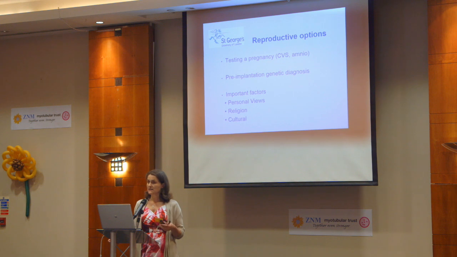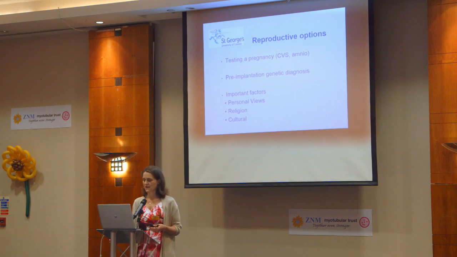Some people, their religion means that whatever happens, happens. Those are important factors, but there are options available. So what I was going to do is take you through some of those options. The 2 main things I'm going to cover are testing in a natural pregnancy, which you can do either by a chorionic villus sample or by an amniocentesis, and I'll tell you a bit more of those in detail. Or more recently, there's the availability of something called pre-implantation genetic diagnosis. That's using IVF to try and help.